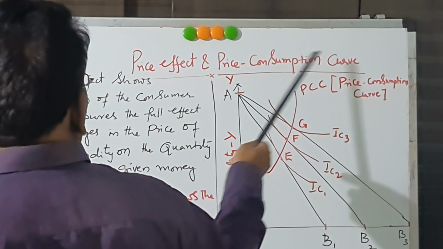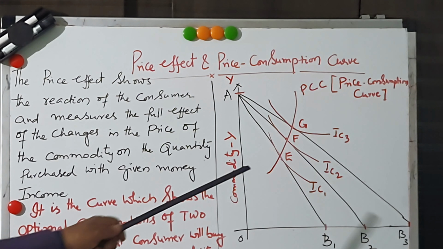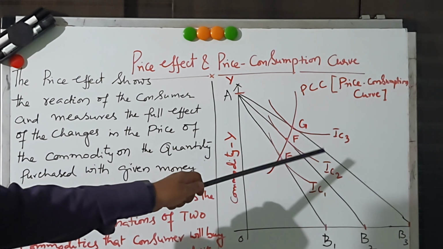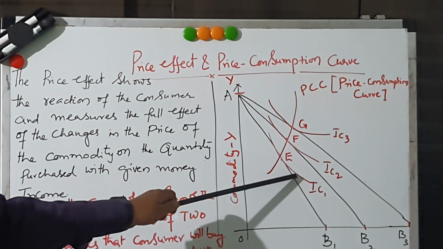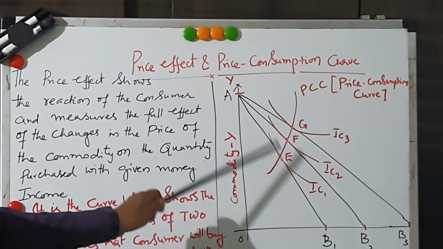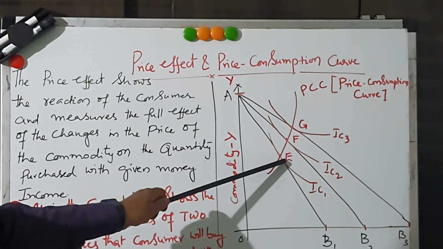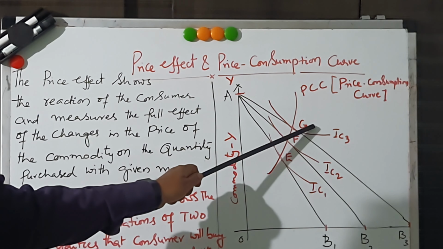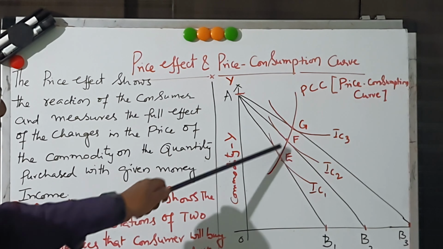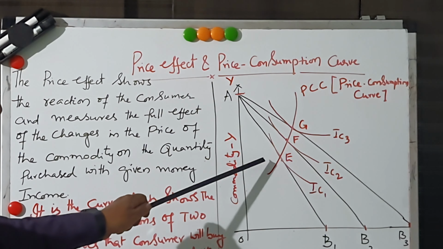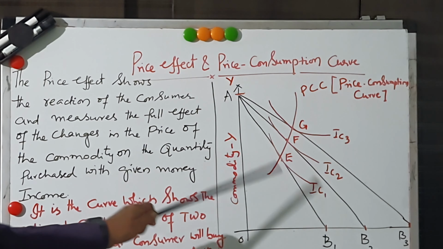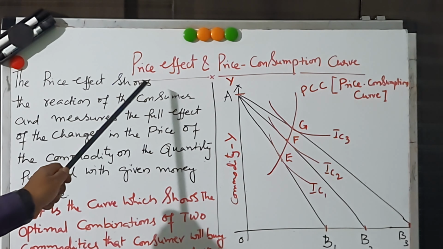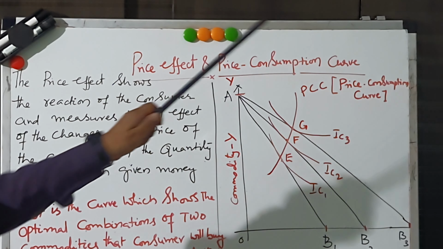So the price consumption curve is nothing but the changes in the consumer equilibrium at the point where the IC curve touches the budget line. There is E, the first equilibrium level, F, the second equilibrium level, G, the third equilibrium level. When we join all these equilibrium positions at different price levels, different combinations of X and Y, we will get the PCC, price consumption curve. So, price effect and price consumption curve.